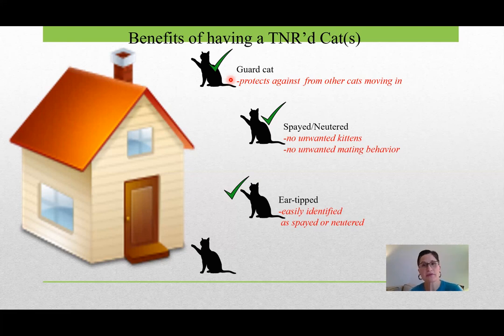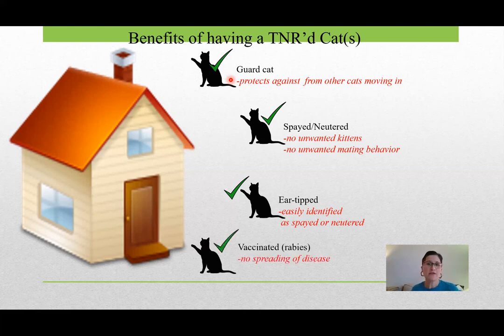So if you do have neighbors that are not in agreement with you feeding these cats, and let's just say they call the cops on you or they call animal care services on you, if they see that the cats have their ear tips, then that lets them know that they've already been fixed. And legally, cats are allowed to be free roaming in San Antonio just as long as they are spayed or neutered. So good to know.